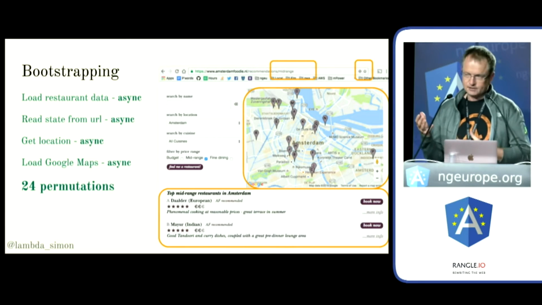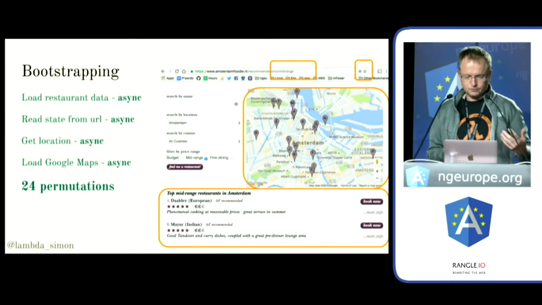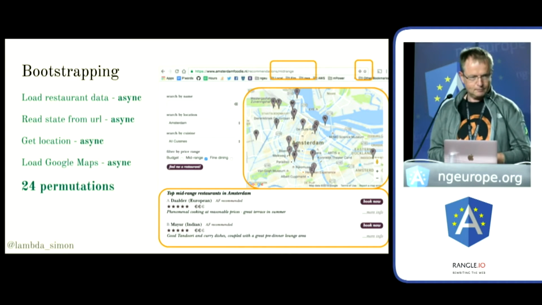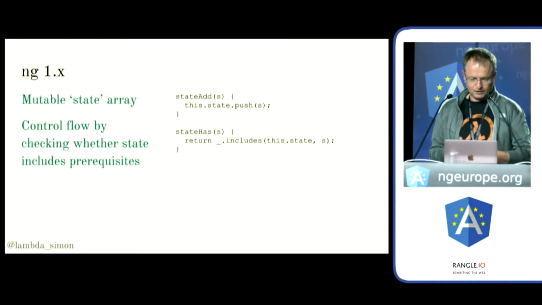the bootstrapping. Because basically I have to collect the restaurant data from the server. I need to read any state of the filters that I want to apply to the data from the URL. I might need to get the location of the user if they're in Amsterdam, and I need to load Google Maps. And all of these things happen asynchronously, which means that there were 24 ways in which the app could start. And this I always found to be something of a challenge.